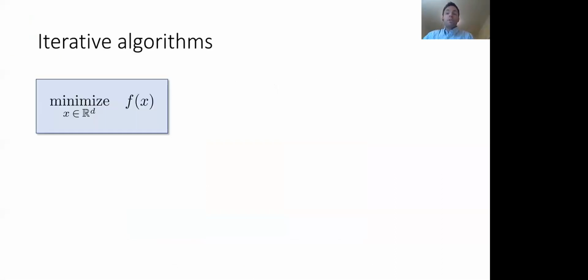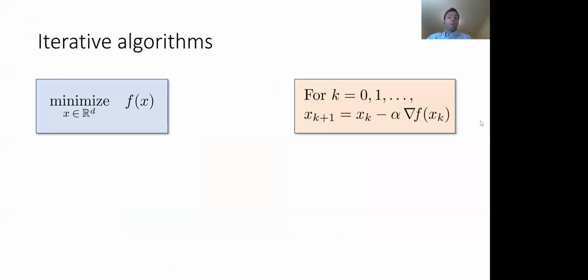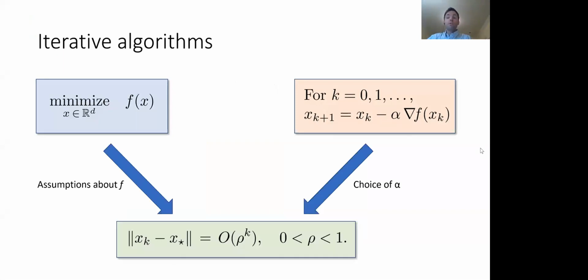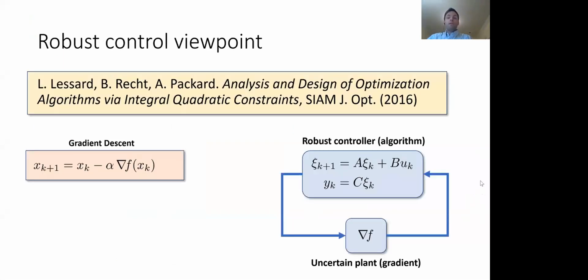Most optimization and machine learning problems are solved using iterative algorithms. For example, if we can evaluate the gradient of f efficiently, we might do something like gradient descent to find the x that minimizes f. Depending on what we know about f and how we choose algorithm parameters, such as the step size alpha, we might be able to guarantee a certain convergence rate, rho, where a smaller rho means faster convergence. In this paper from 2016, we developed a framework for analyzing optimization algorithms by treating them as robust control problems.